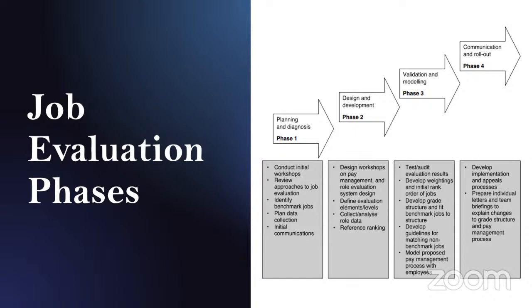The communication and rollout phase will be on developing implementation and appeals processes, preparing initial letters and team briefings to explain changes to grade structures and pay management processes. These are just the phases. And each of these phases, if you look at it, involves training and retraining of the people involved, the experts involved, to keep them abreast of the current realities in the job evaluation process for them to be able to know what exactly to do. Okay.